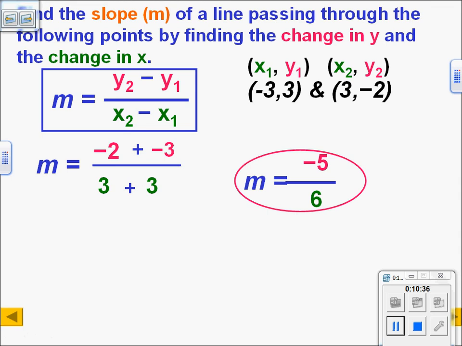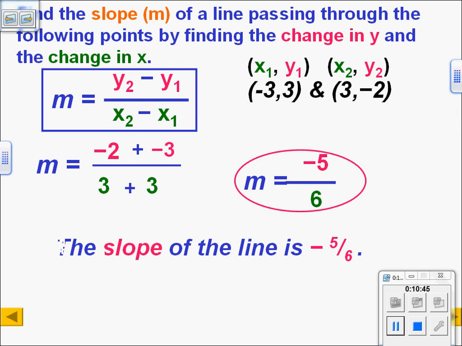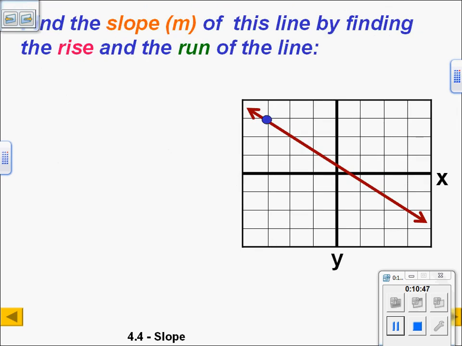So -5 over +6, that fraction does not simplify, so that fraction is your slope. That fraction is -5 over 6. It's a negative slope, so that means our line goes downwards from left to right.